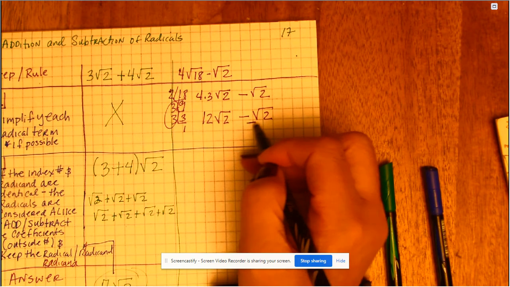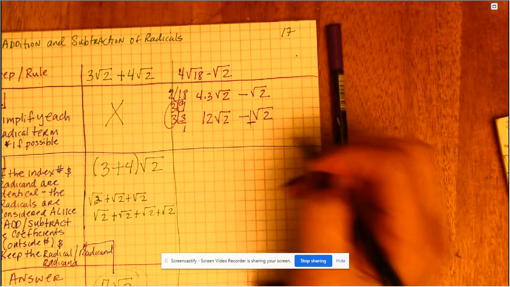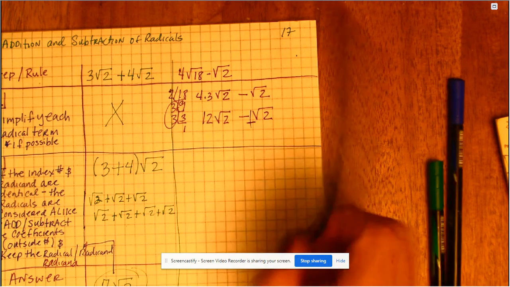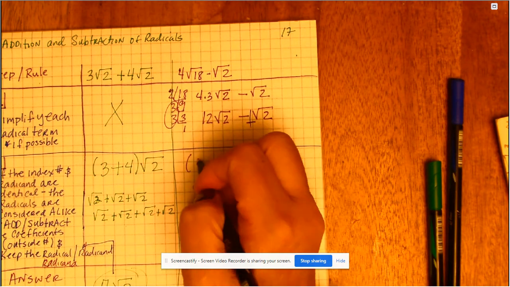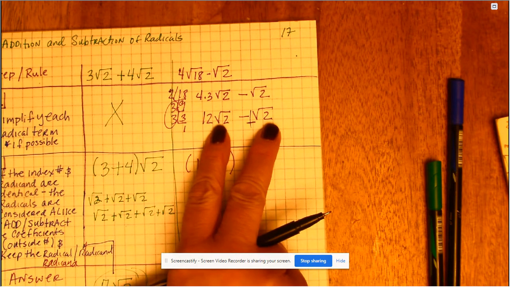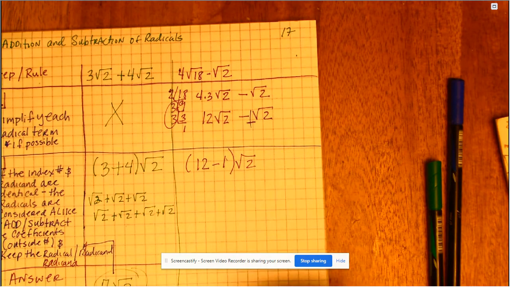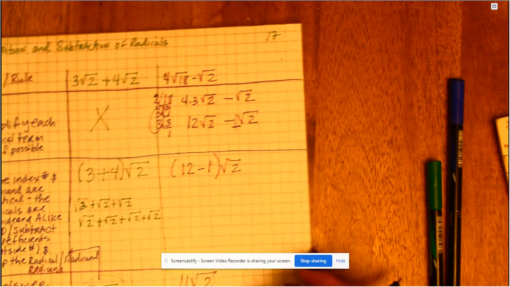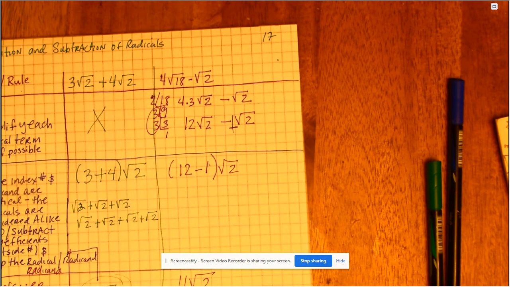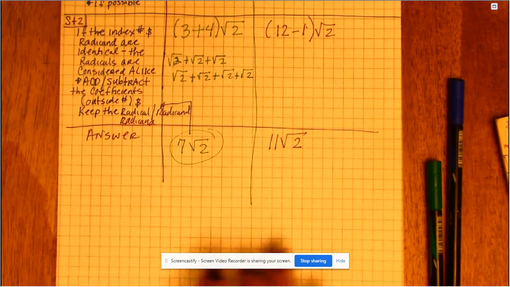Now, I don't see a number here, but I assume it to be 1. So that means I'm going to put 12 minus 1 together because they're both square roots and they both have the radicand of 2, times radical 2. And 12 minus 1 would be 11 radical 2. I thought I would have one more room in the column. We'll do the next example down below.